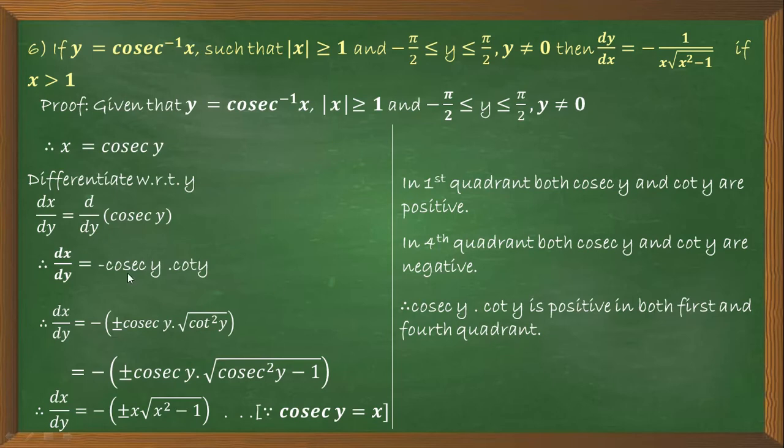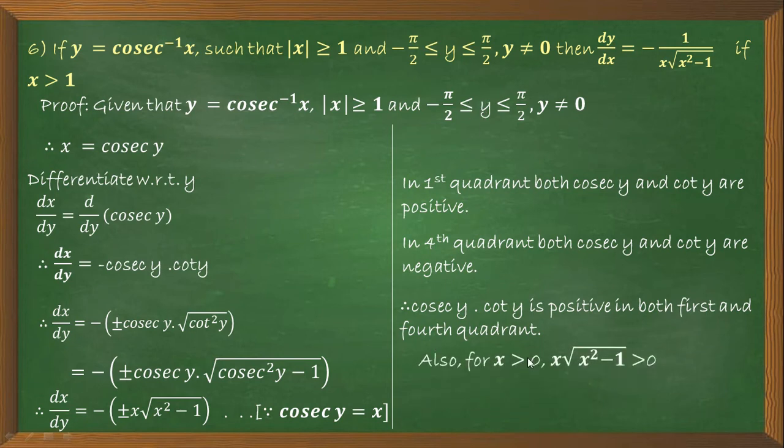So see here, cosec y into cot y. This minus sign is as it is. Remember, only think about cosec y into cot y. This quantity is positive. See here, the minus sign is as it is. Remember, it is separate. Just decide that cosec y into cot y is positive in both the first and fourth quadrant as per this condition. Remember.